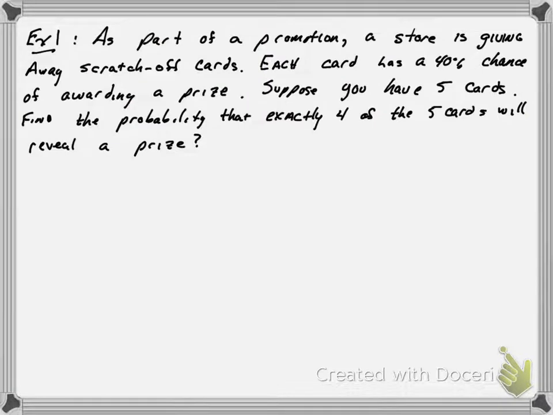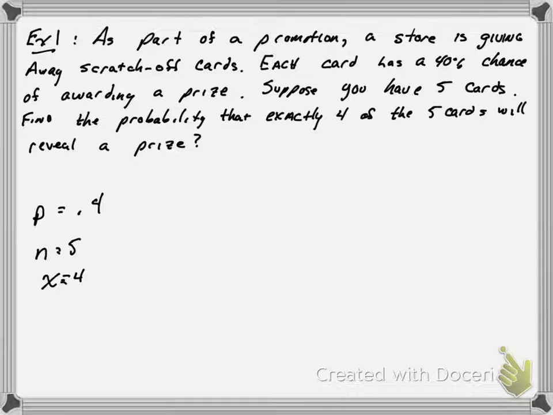Now I'll walk you through the calculus of how to do this, but as part of a promotion, a store is giving away scratch-off cards. Each card has a 40% chance of winning, so our probability, or P, is 0.4, of winning a prize. Suppose you have 5 cards. My N is 5, and you want the probability exactly 4 out of 5 cards will reveal a prize. And my X value is 4, because I want 4 out of the 5 cards to reveal a prize.